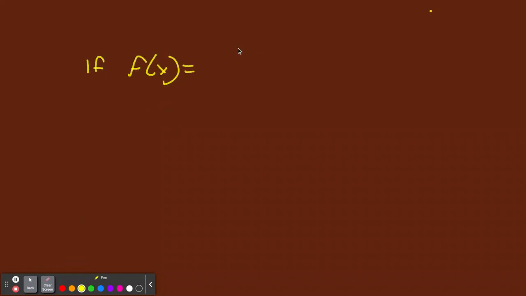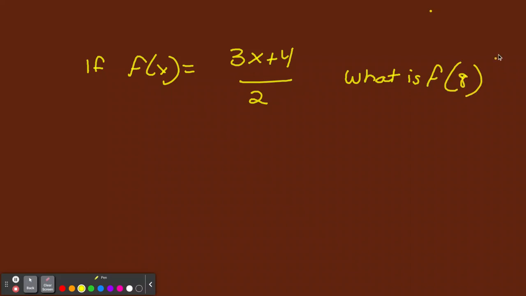All right. So let's say we had, change the background a little, more of a chocolate tint. So let's say we had, make sure that pen works, if f of x equals 3x plus 4 over 2, what is f of 8? Again, just plug in 8 for x right there. So if you want to do it, pause the tape. What do you get? Remember the order of operations too.